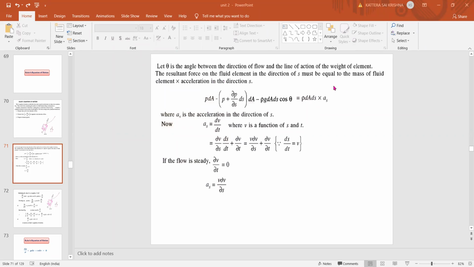Please write down here as equation 1. Up to here you can copy now. These two points you can write as this expression. P dA is the pressure force in the direction of flow, positive. Next, this is in the opposite direction, so negative. Weight is also acting in the opposite direction if you are taking the component in the flow direction. After writing, take this as equation number 1.